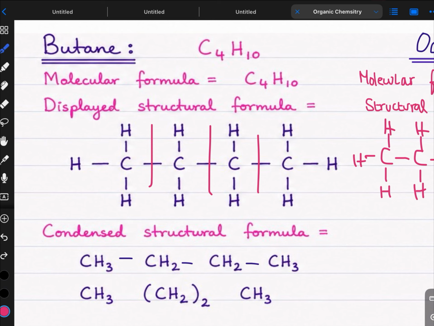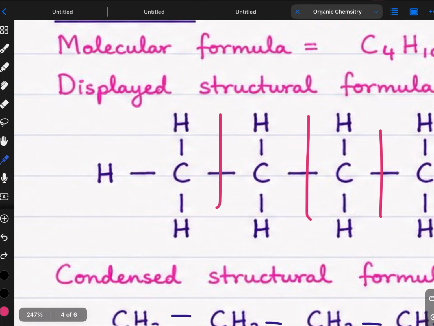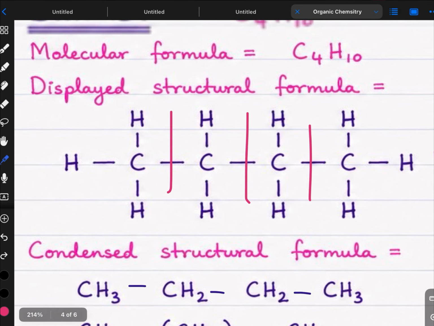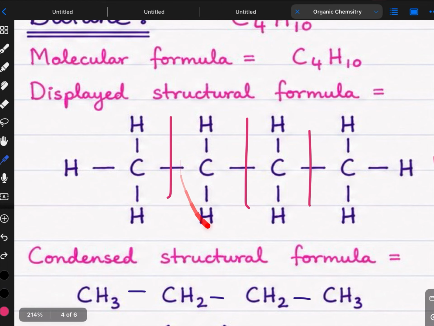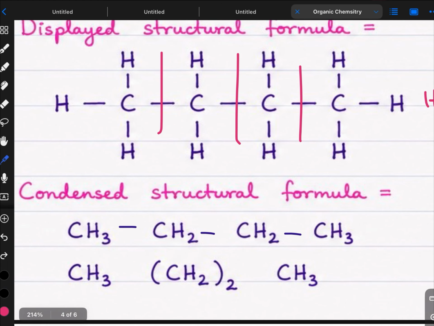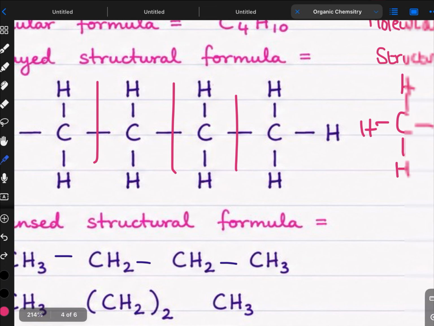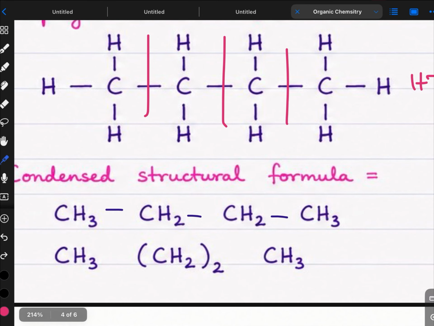Firstly, let's focus upon this part. Here, C is with 3H. We're going to write down CH3. Here, C is with 2H. We're going to write CH2. Here, C is with 2H again. We're going to write CH2, and C is with CH3. Now, as you can see that between 2 CH3, we have 2 CH2. To further shorten it out, so we're going to write CH2 in bracket with a 2 outside, representing that there are 2 CH2 between the CH3s.